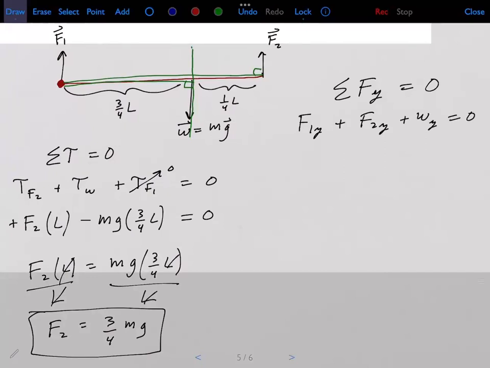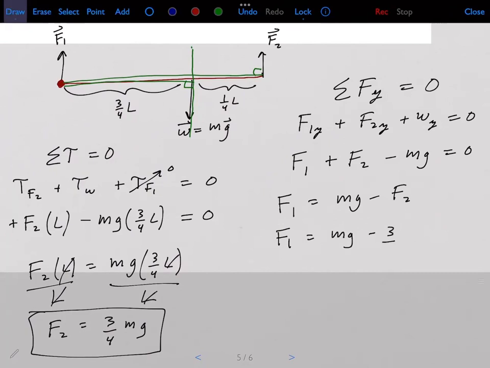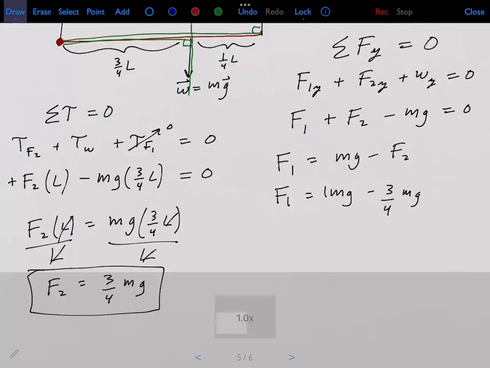So the y component of F1 is all of F1. The y component of F2 is all of F2. And the y component of the weight is minus mg, right? And that's going to equal 0. So that means F1 is going to be mg minus F2. And we just found that F2 is 3/4 mg. Well, what's 1 mg minus 3/4 mg? That's just going to be 1/4 mg, right?